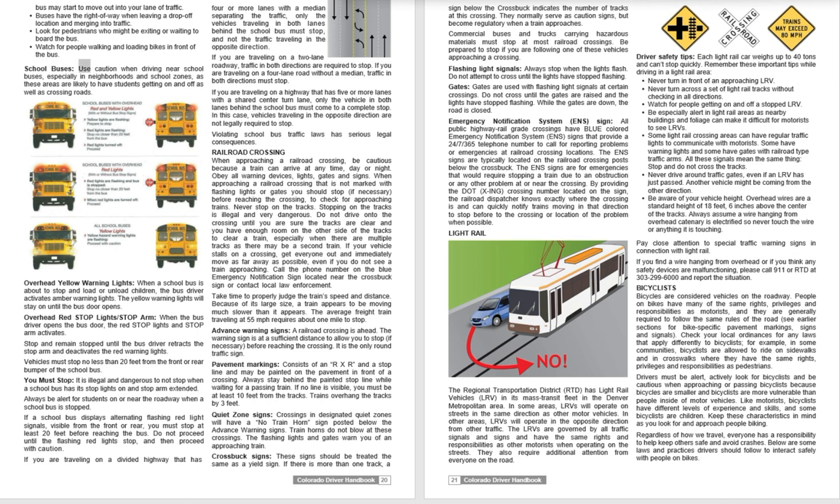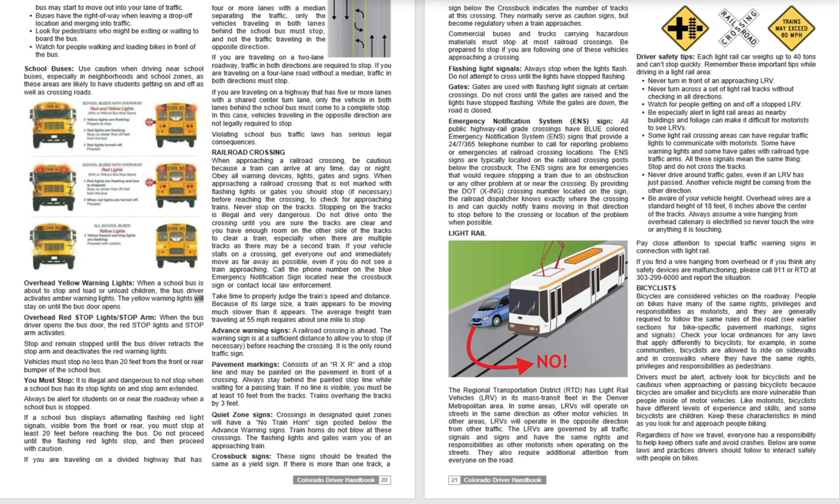School buses: use caution when driving near school buses, especially in neighborhoods and school zones, as these areas are likely to have students getting on and off as well as crossing roads. Overhead yellow warning lights. When a school bus is about to stop and load or unload children, the bus driver activates amber warning lights.